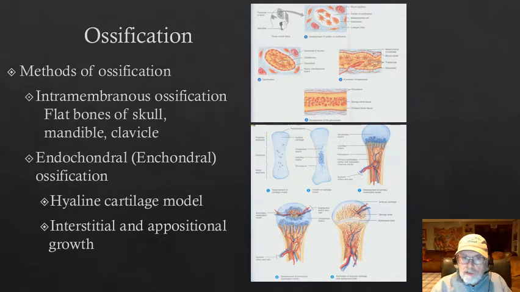The process of bone formation is called ossification. And ossification is the process of a model of bone actually being made into bone, okay? Now there are two ways that this happens, okay?